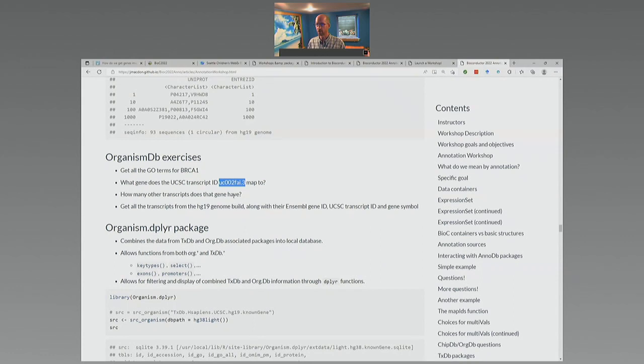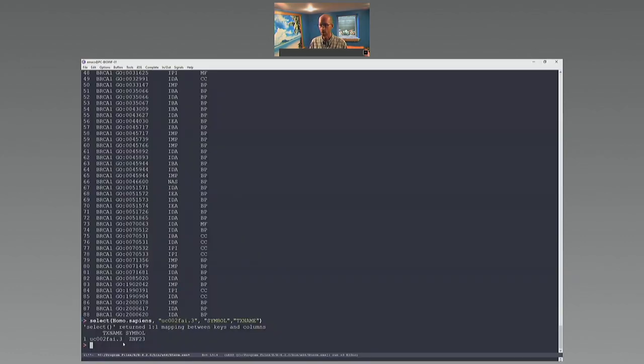So how many other transcripts does that gene have? Now we know that it's ZNF23. We can also get the entrez gene ID. So it's 7571. And then we could do something like this.